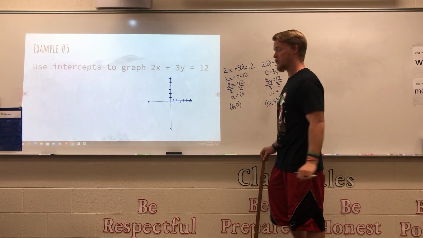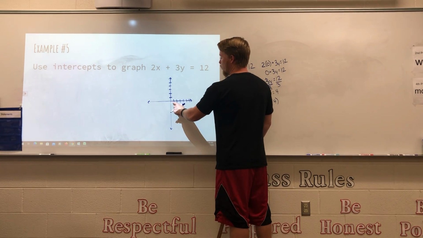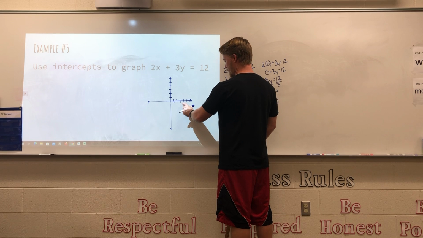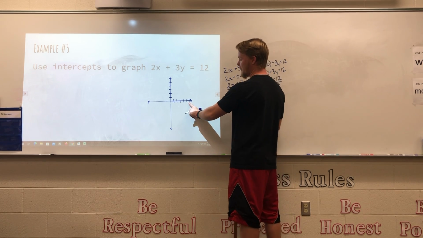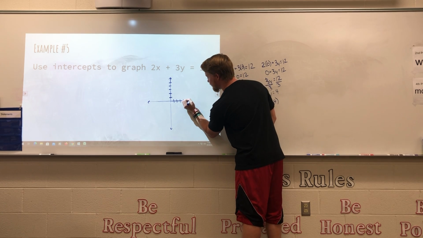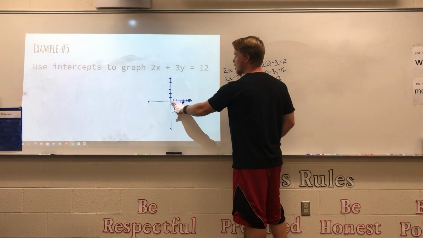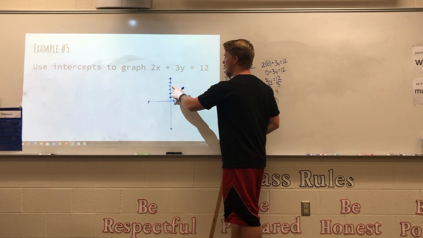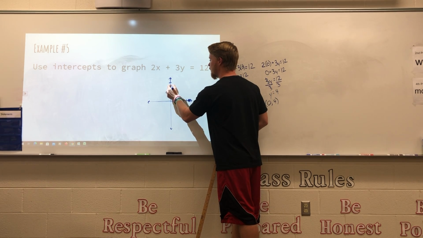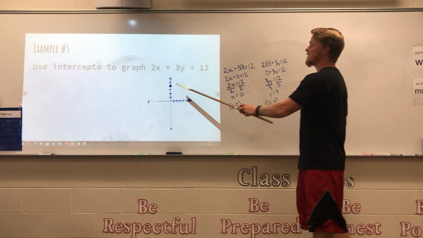6, 0. When you plot that, you have to go to 6 on the x-axis first. 1, 2, 3, 4, 5, 6, and 0 means I stay on the x-axis. So my 6, 0 point would be right there. 0, 4 means 0 on the x, and up to 4, 1, 2, 3, 4 on the y. So there is my other point.